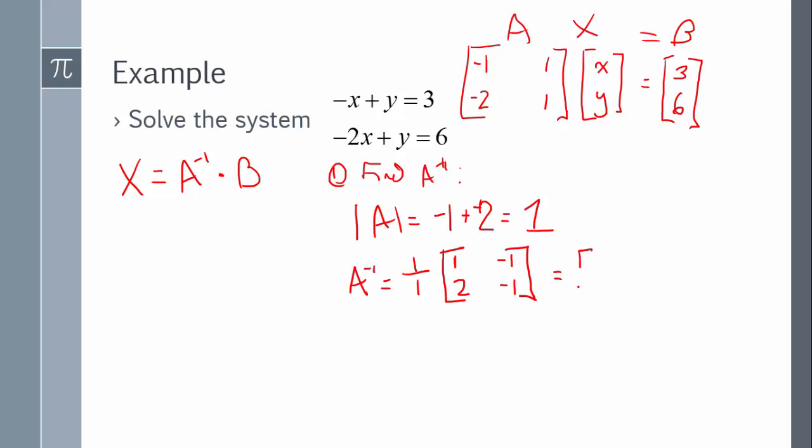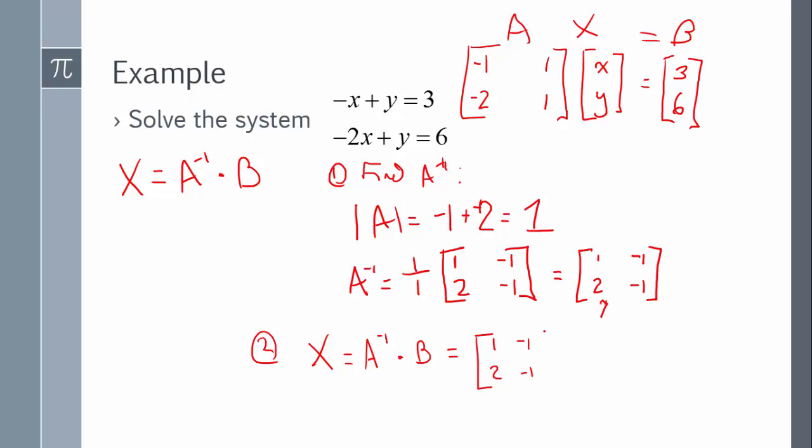We multiply all that by 1, which is kind of trivial because it just keeps all of its values. So this right here is A inverse. So the next step we've got to do is figure out what X is going to be. And we do that by taking this A inverse and multiplying it by B. So we get 1, 2, -1, -1 times B, which is 3, 6.